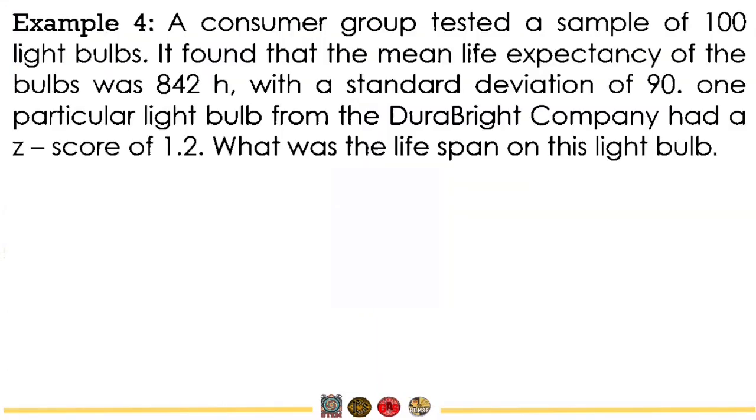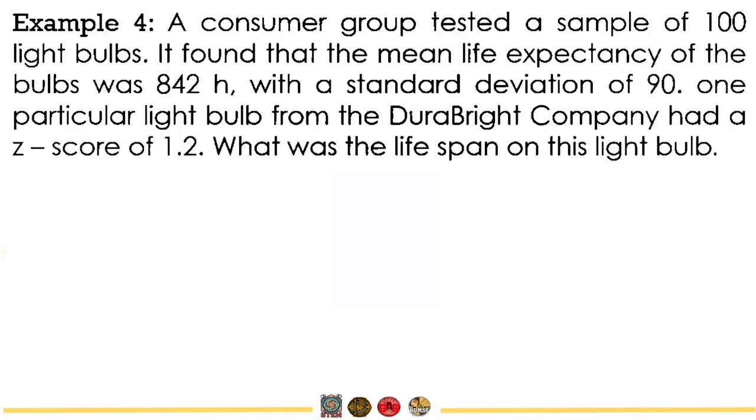Next. Okay, so let me read the problem. A consumer group tested a sample of 100 light bulbs. It found that the mean life expectancy of the bulbs was 842 hours, with a standard deviation of 90 hours. Okay? One particular light bulb from the DuraBright Company had a z-score of 1.2. What was the lifespan of this light bulb? Pause the video and try to answer. How do we solve this?